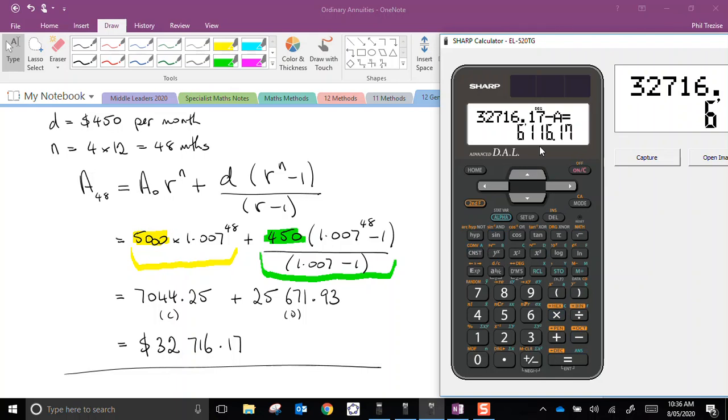So our friend earned $6,116.17 interest across that 4 years, and they invested, or they saved, $26,600. So that's how investment annuities work.